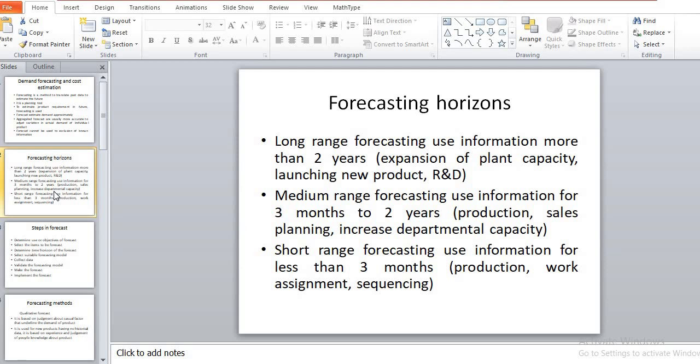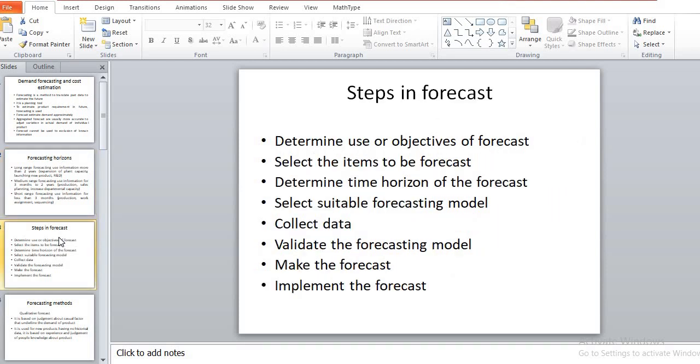Again, the third one is short range forecasting. Short range forecasting uses information less than 3 months old, and it is used for production, work assignment, or sequencing purposes. So according to time zone, forecasting is categorized as long range forecasting, medium range forecasting, and short range forecasting. So what are the steps in forecasting?